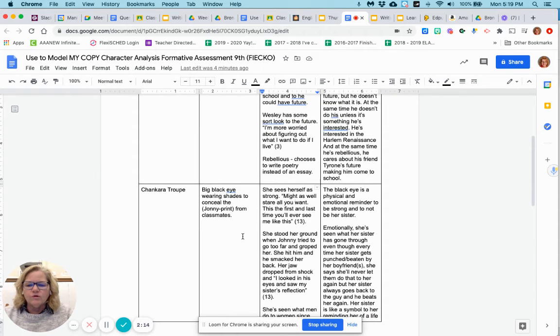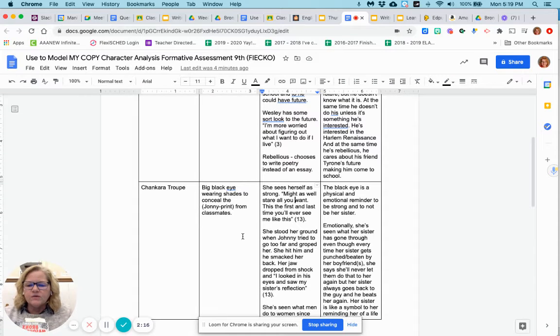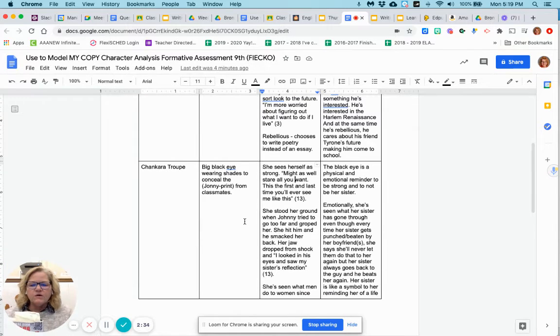So, what do I know about her physically? I know she has a big black eye and she's wearing shades to conceal, as she called it, the Johnny print from her classmates. She got smacked in the eye by some guy who was trying to do things she wasn't comfortable with. And she sees herself as strong. "Might as well stare all you want. This is the first and last time you'll ever see me like that."